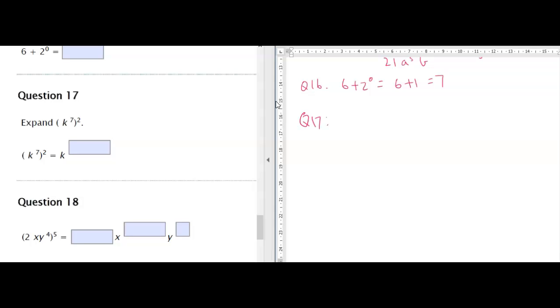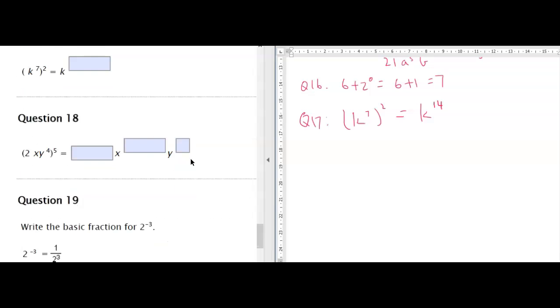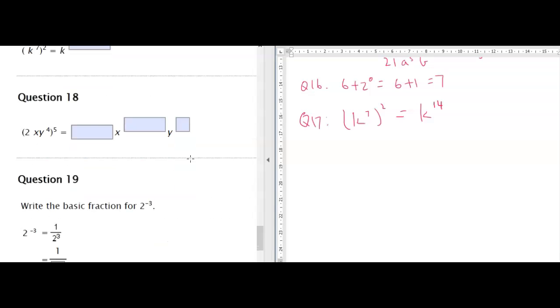So expand, so we've got k to the power of 7 to the power of 2, and we multiply our powers, so it's just k to the power of 14. So they seem to be getting quite easy at the end. Okay, question 18.